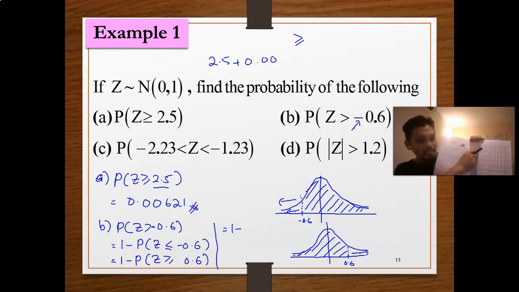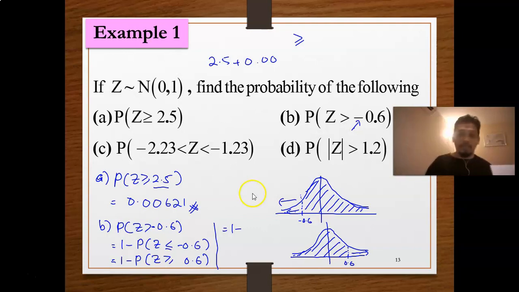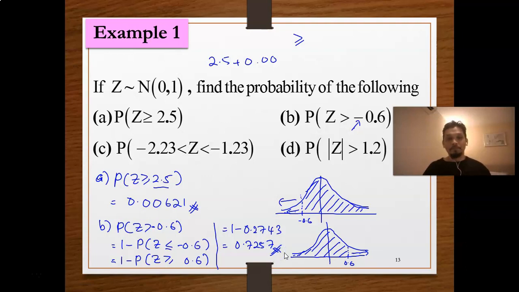And you get 0.2743. Again, Z equal to 0.6 plus with 0, 0, 0, which is intercept with 0.6, then it is 0.2743, and it is equal to 0.7257. Okay, let's move to question C.